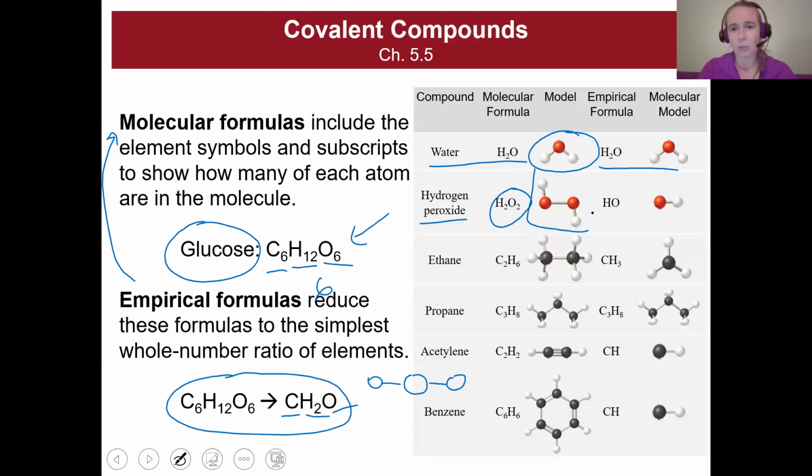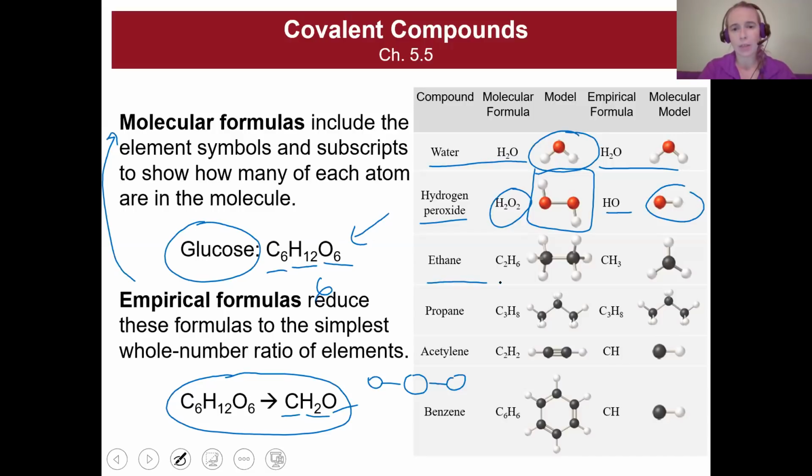So H2O2, hydrogen peroxide, looks like this in its molecular model. In the empirical formula, there's two hydrogens, two oxygens, so the simplest whole number ratio is just HO. So it has a different molecular model and empirical formula than water.